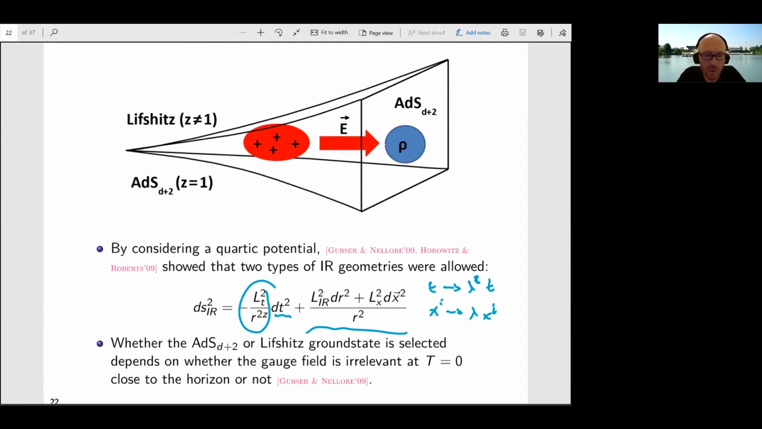Now, whether you get one or the other in the IR, whether you get the AdS(d+2) or the Lifshitz ground state, depends on whether the gauge field is irrelevant at zero temperature, close to the horizon, or not. So it depends on what the gauge field is doing in this region.